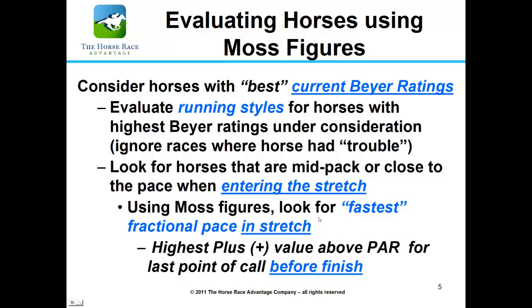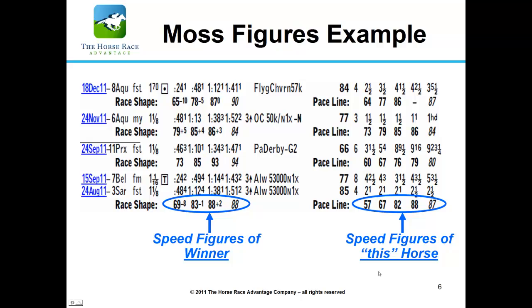Using the Moss figures, look for the fastest fractional pace in the stretch. And so the one with the closing kick really has the fastest fractional pace. The highest plus value above the par for last point of call before the finish is the one that has the fastest speed in the stretch.